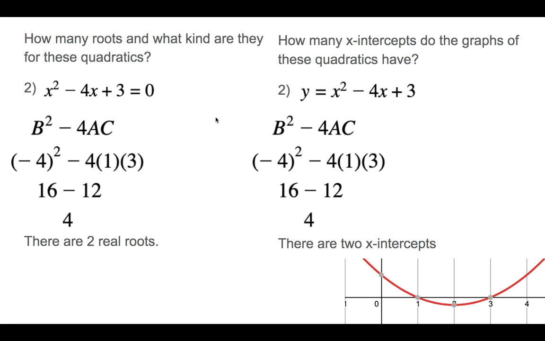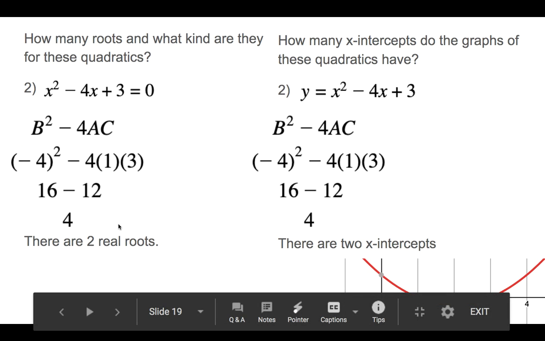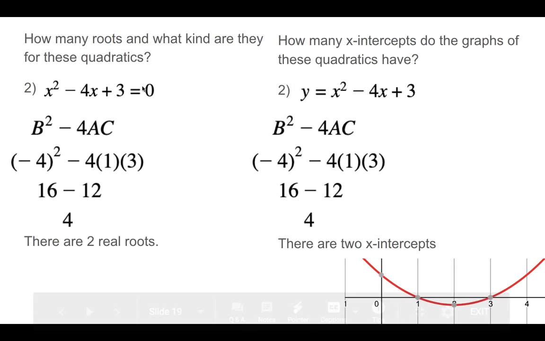All right, so number 2 here, we got a b squared minus 4ac of 4. That means that there are 2 real roots, and for solving this equation, there are 2 real solutions. And this graph means it's going to cross the x-axis twice. And sure enough, on the graph, it's crossing at 1 and 3. It crosses twice.